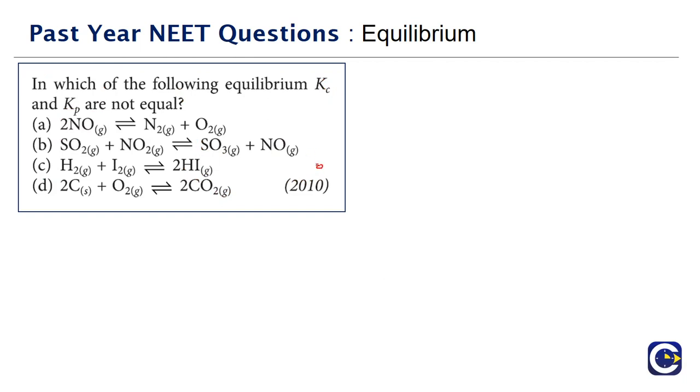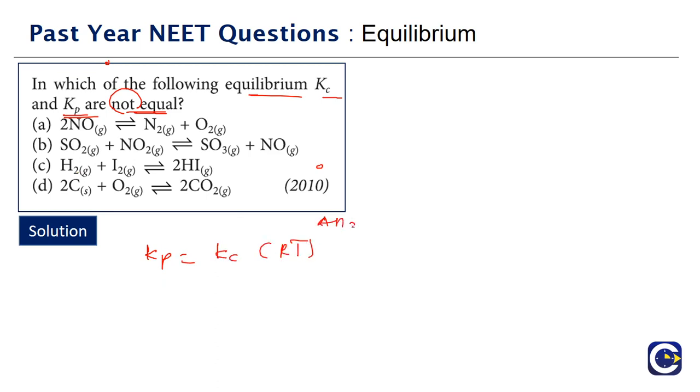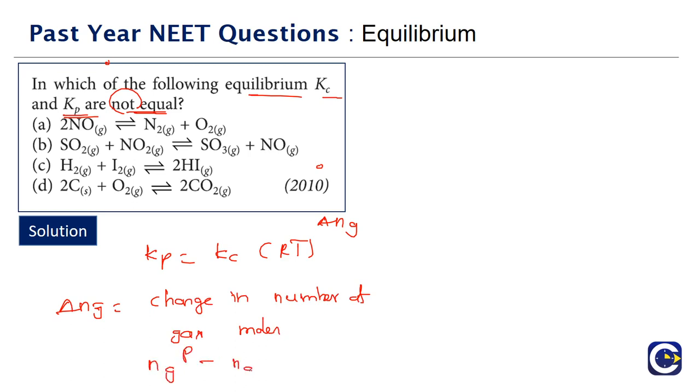Next, we have a question based on the Kp and Kc relation. In which of the following equilibria are Kc and Kp not equal? So we have to find in which of them the Kp and Kc values are not equal. What is the relation between Kp and Kc? Kp is equal to Kc into RT power delta Ng. Delta Ng is the change in number of gas moles. This is basically the number of gas moles on the product side minus the number of gas moles on the reactant side.